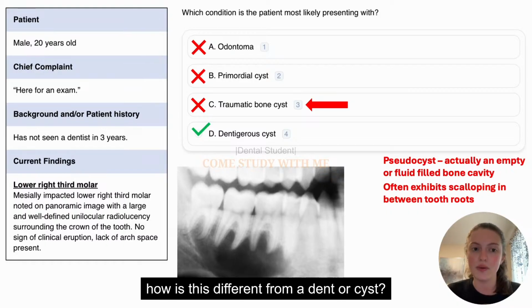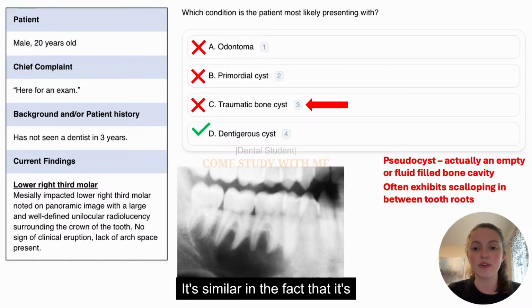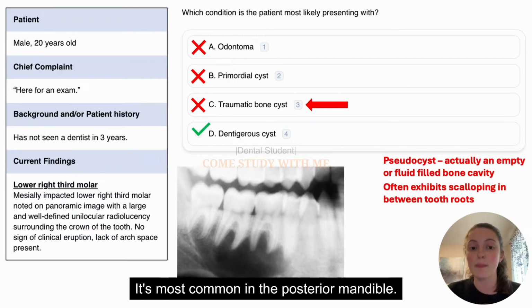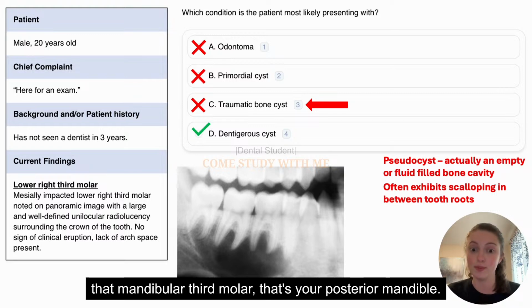Now how is this similar and how is this different from a dentigerous cyst? It's similar in the fact that it's seen in pretty young patients. It's most common in the posterior mandible, so like how the dentigerous cyst was most common in that mandibular third molar, that's your posterior mandible.